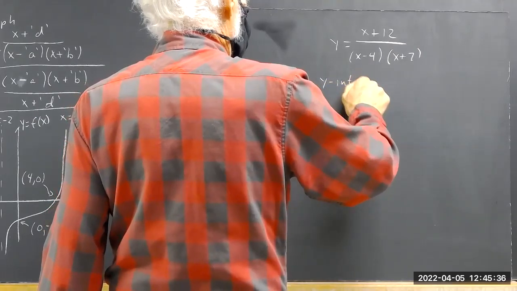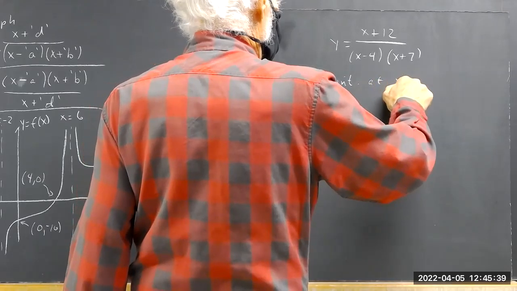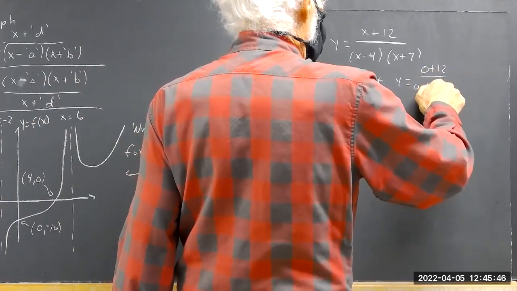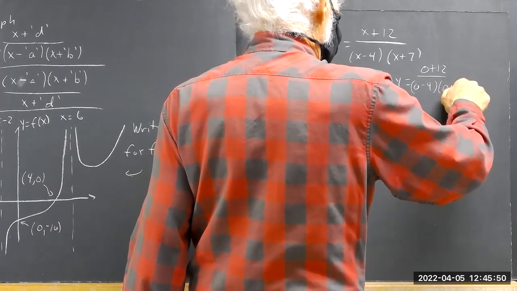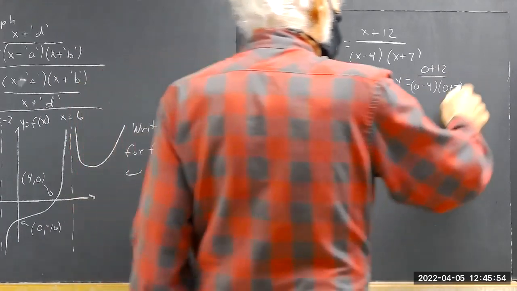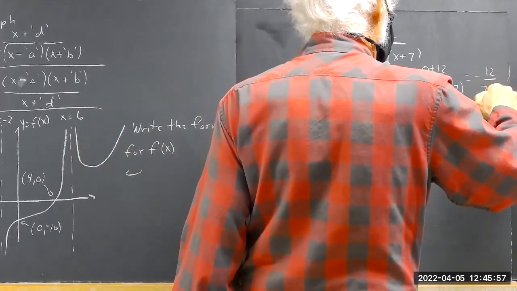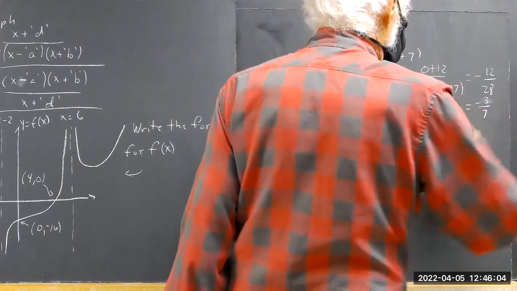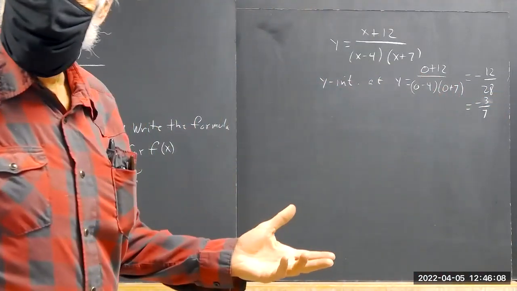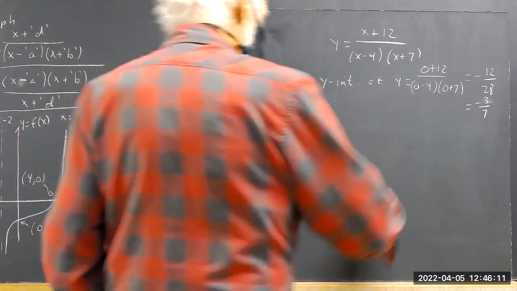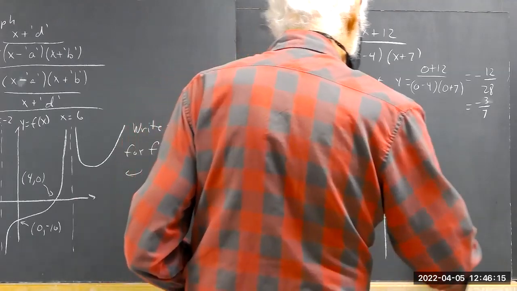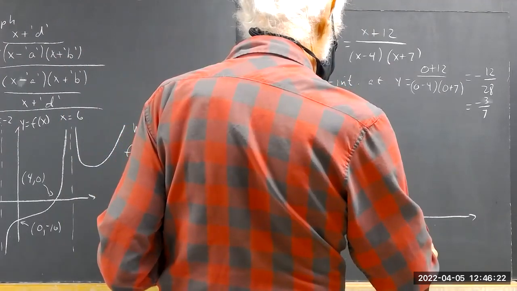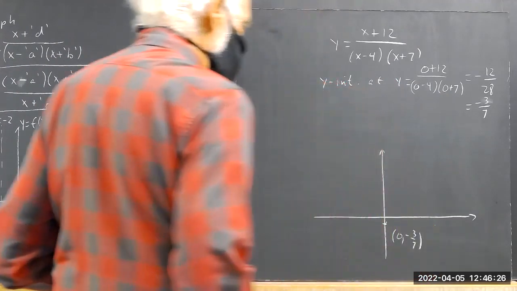You can find the y intercept, and that occurs when x is 0: 0 plus 12 over 0 minus 4 times 0 plus 7, which is negative 12 over 28, which of course reduces to negative 3 over 7. So we already have a point on the graph: zero, negative 3/7.